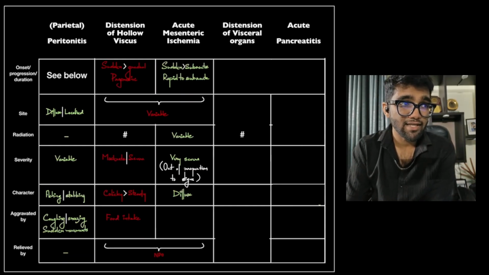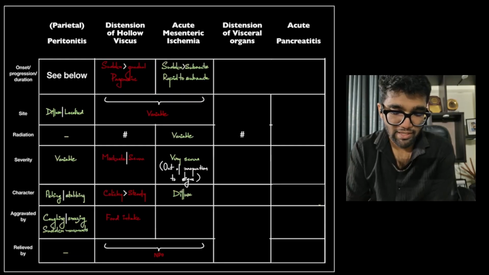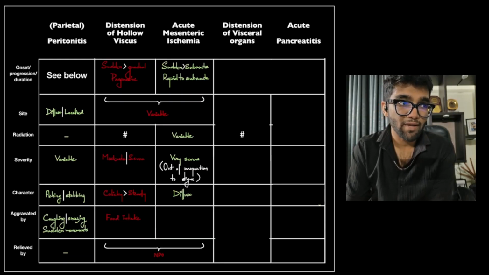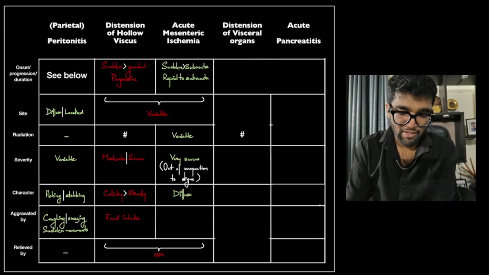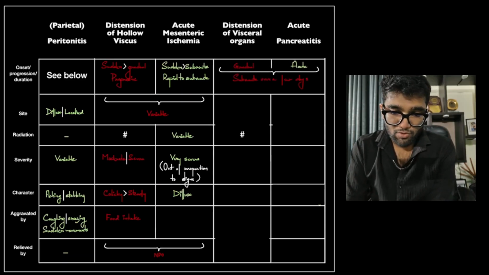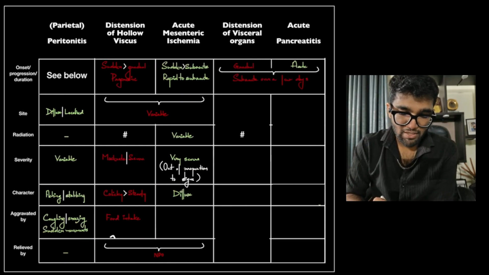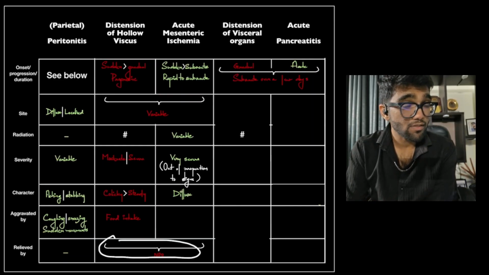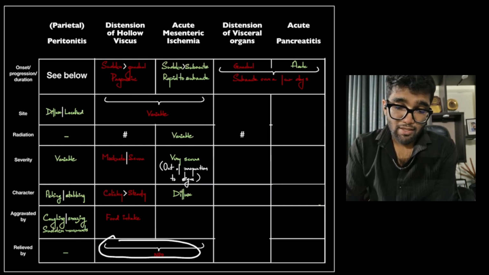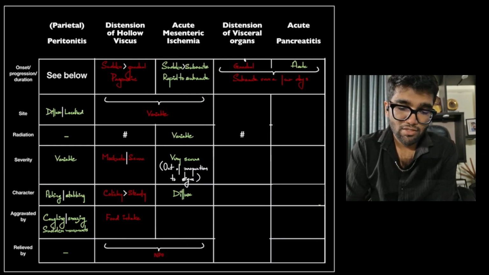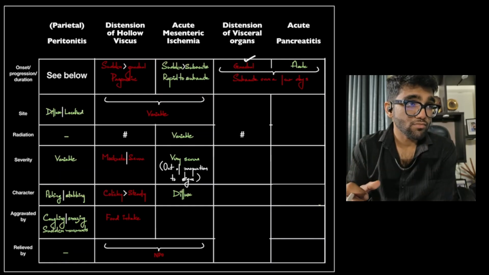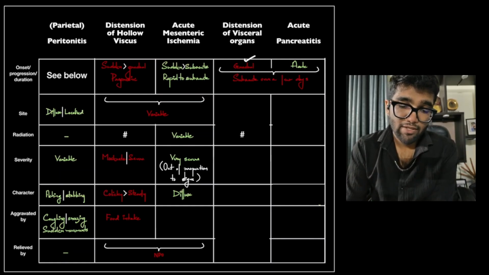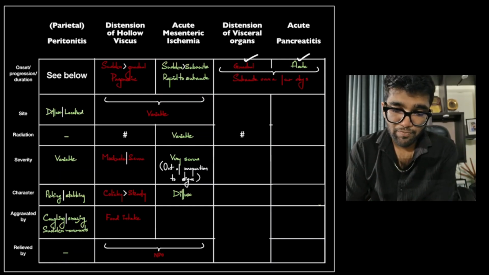In distension of hollow viscus, if it is the GI tract, the pain gets aggravated with food intake. Similarly, biliary obstruction can also get aggravated with food intake. Ureteric pain is usually not aggravated by anything. In both situations, if the patient is kept nil per oral, that is, you stop oral feeding, the patient's pain subsides or decreases. Distension of visceral organs, the pain is always gradual, because it is because of distension of the capsule. Whereas in acute pancreatitis, it is usually acute.